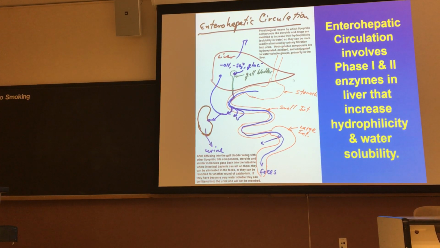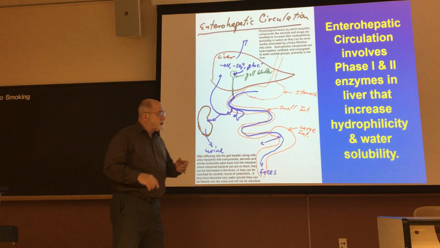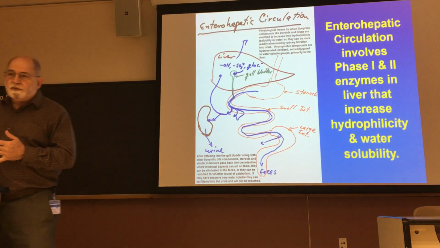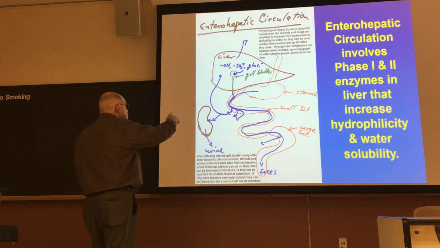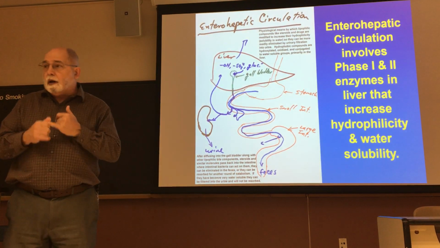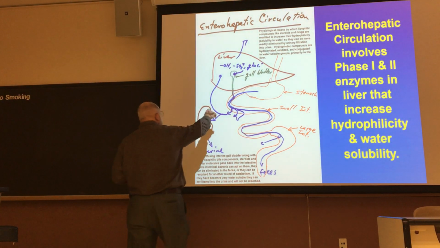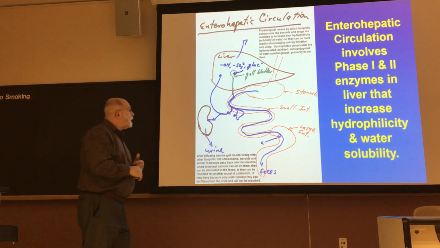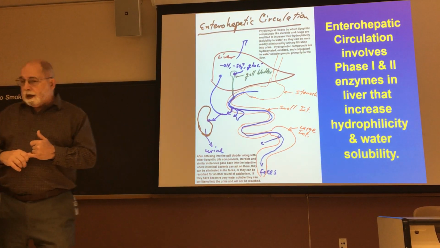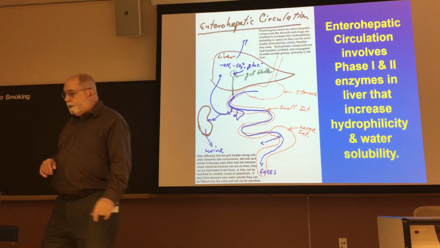All lipophilic compounds will have some form of enterohepatic circulation. So steroids do this. Many drugs, which are lipophilic, will undergo this circulation. The breakdown products of hemoglobin, the bilirubins, will go through this cycle. Toxins that you may find in animal or plant products will go through this cycle. So this is a very important cycle.